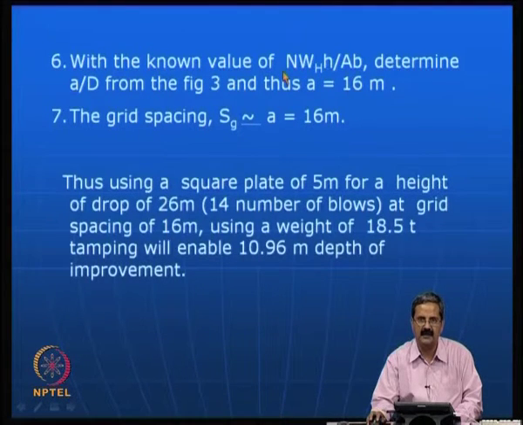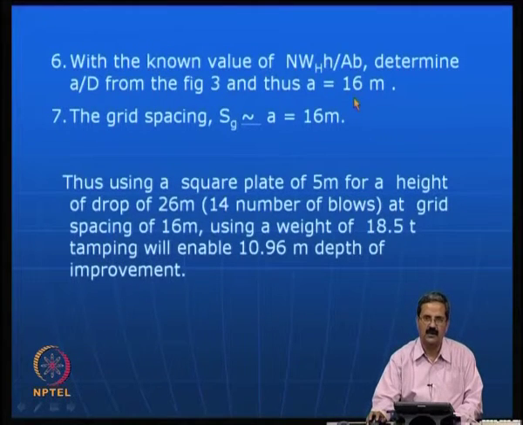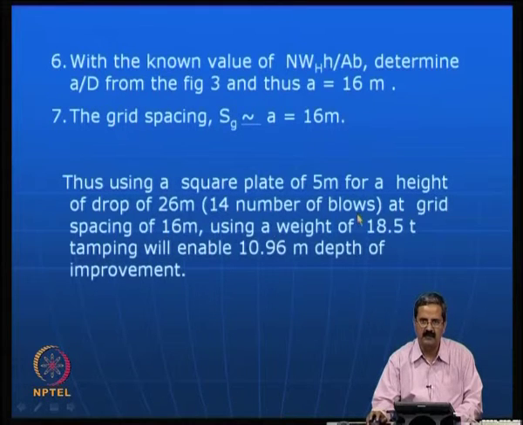So, you will get a number 14, and once you know this, from the same figure you can also get A by D. A by D in the same figure gives you 16 meters as a spacing. So, what it means is that using a square plate of about 5 meters, for a height of drop of 26 meters, with 40 number of blows at a grid spacing of 16 meters, using a weight of 18.5, tamping enables a 10.96 meters depth of improvement. This is what the statement is.